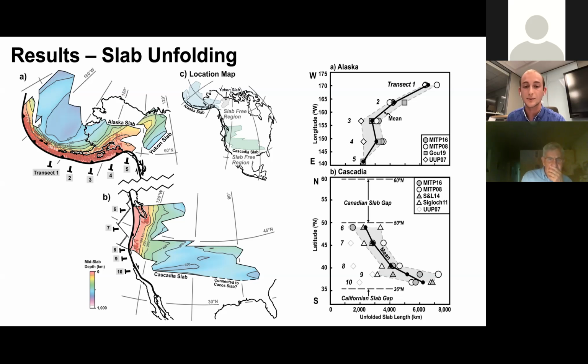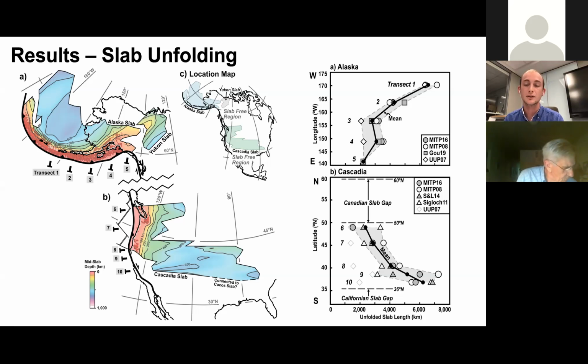What we can see is that we've done the analysis with not just one tomography, but as many tomographies as we could get our hands on, which image these slabs well. Each of these data points, or group of data points, represents a different tomography, and we've brought them all together to outline the range of possibilities you get when you unfold these slabs with different tomographies. And what we've done is take the mean of this range of values for each transect and build that into our reconstruction.